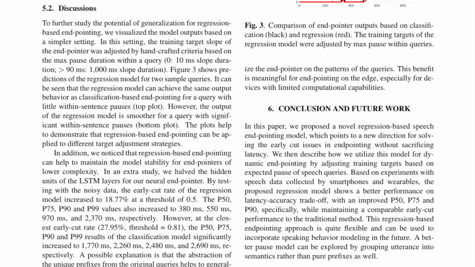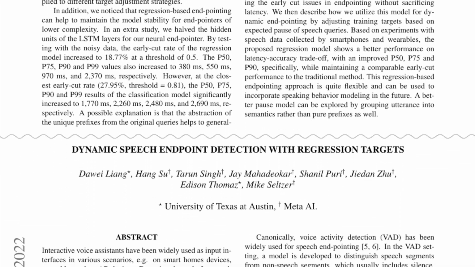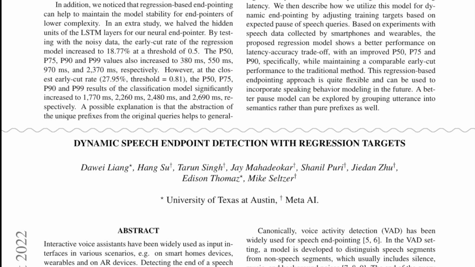It can be seen that the regression model can achieve the same output behavior as classification-based endpointing for a query with little within-sentence pauses. Top plot. However, the output of the regression model is smoother for a query with significant within-sentence pauses. Bottom plot. The plots help to demonstrate that regression-based endpointing can be applied to different target adjustment strategies. In addition, we noticed that regression-based endpointing can help to maintain the model stability for endpointers of lower complexity.